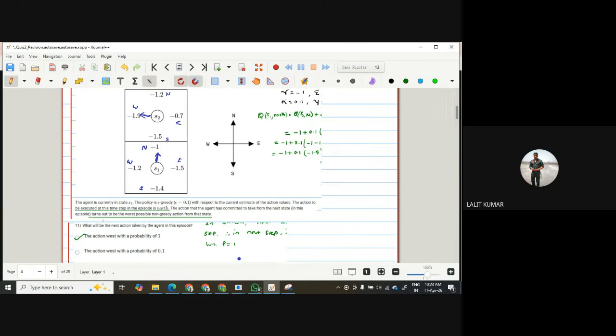This is the action. So this is the setup. Okay. So what will be the next action taken by the agent in this episode? So they have already said the next action will be the worst action. So it will be west with probability 1. Okay. I hope this is clear. So this is given in the question.